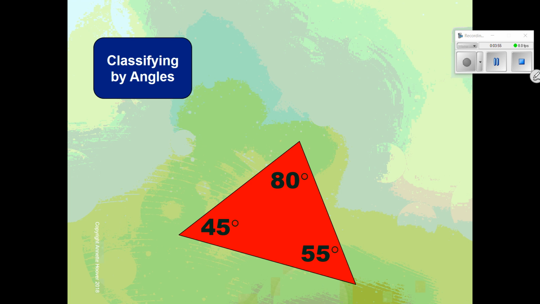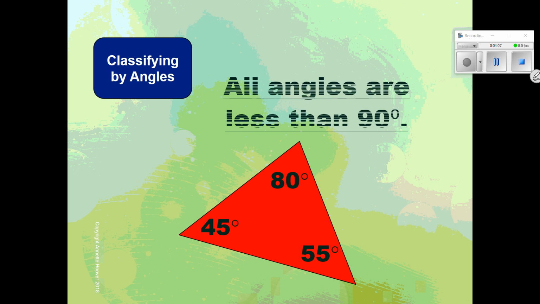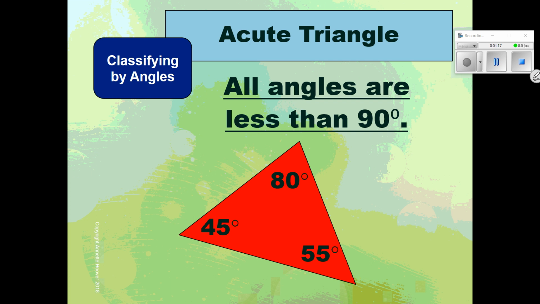Okay, so if you look at this, you'll notice that each of these angles is a different degree. 45 plus 55 plus 80 does equal 180 degrees. But if we look, each angle is different, and all of them are less than 90 degrees. This is what you're looking for. This would be called an acute triangle.